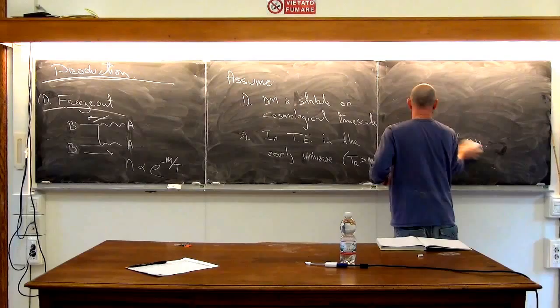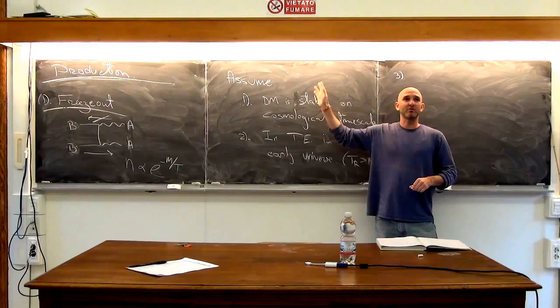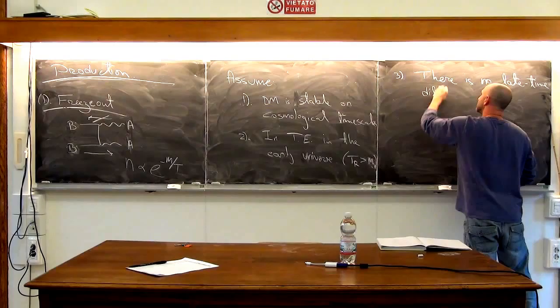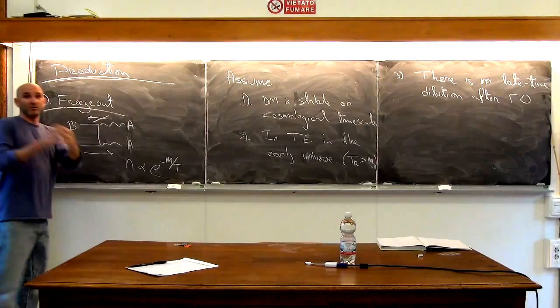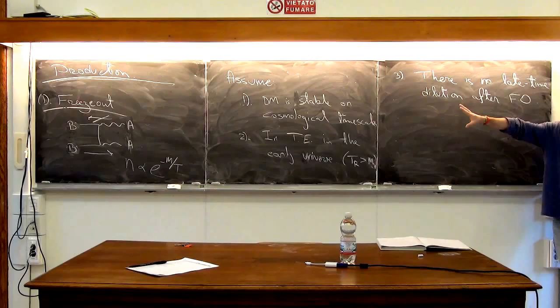And the third assumption is that we are going to go through this process that I just mentioned, but after we do, we don't want to think again about what's going on in cosmology. Namely, there is no late time dilution after freeze out. Once dark matter freezes out, its number density is constant, up to the volume, of course. It goes down because the universe continues to expand, but nothing else changes. Nothing dilutes the number density further once it freezes out. So that's the third assumption that we make about the cosmology. Okay?